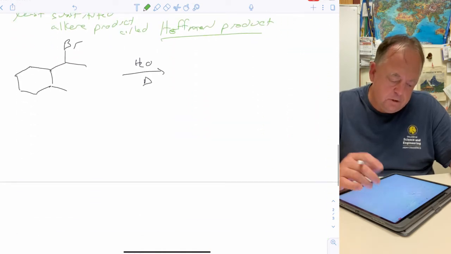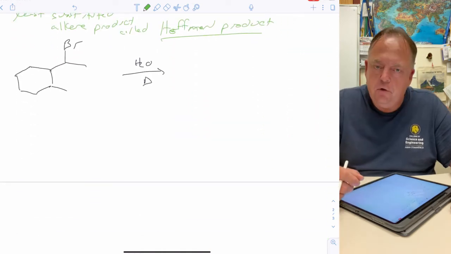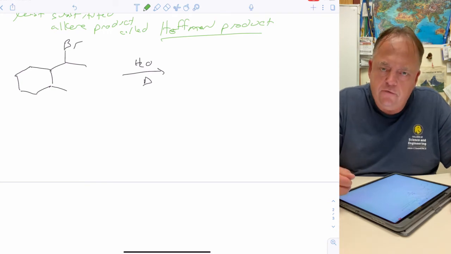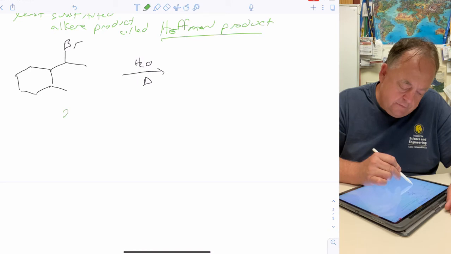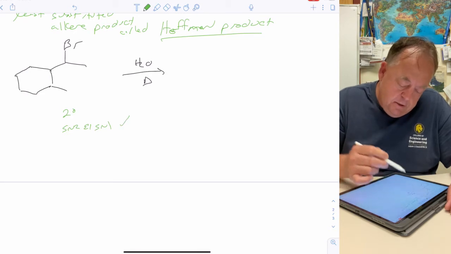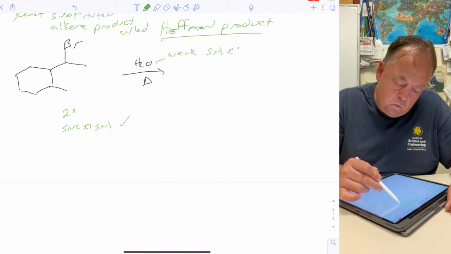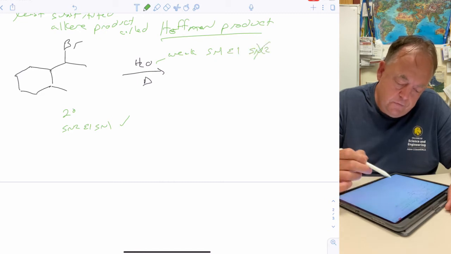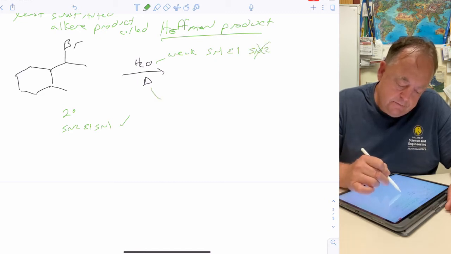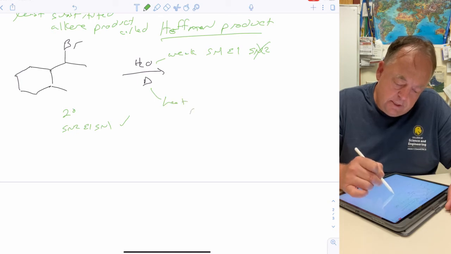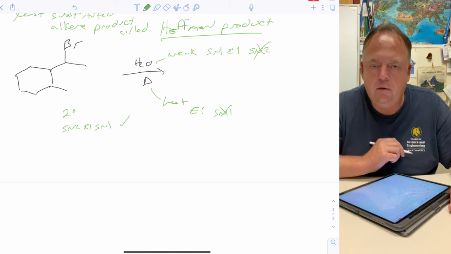So if we just take one more example, if we take this molecule with water and heat, first of all, convince yourself, or check, that it fits the characteristics for an E1. So if we classify this, it's secondary, so that's okay for SN2, E1, SN1. This is weak. That's okay for SN1, E1, but not for SN2. And this is heat, so that's okay for E1, but not okay for SN1. So the major product should be the E1 product.